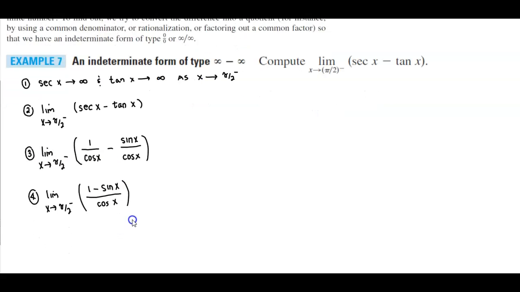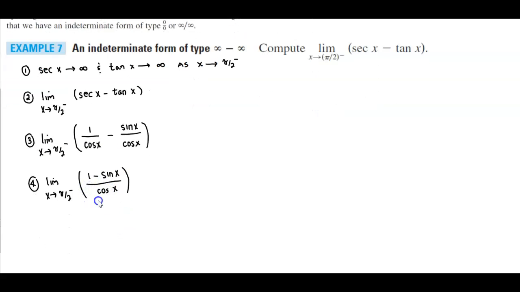And so now we can start by using L'Hopital's rule, because the numerator and denominator is still indeterminate. Because 1 minus the sine of x as x is approaching pi over 2 from the left is equal to 0. And likewise, cosine of pi over 2 from the left is also 0. So that's an indeterminate form of 0 over 0.